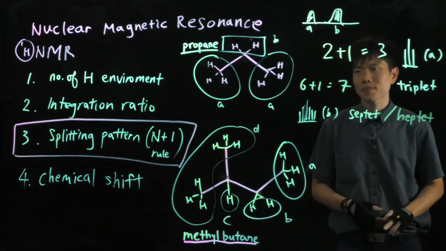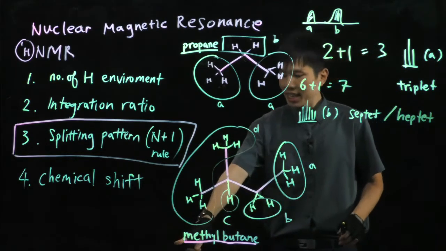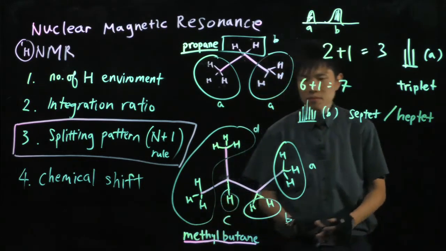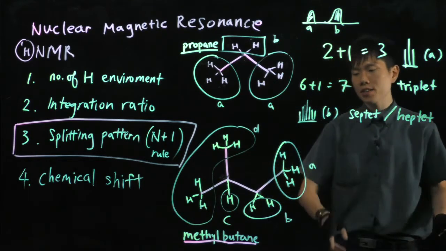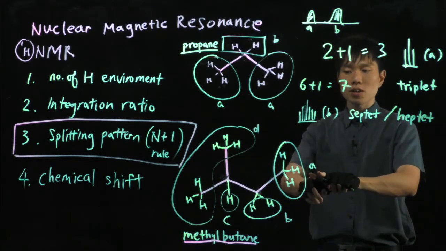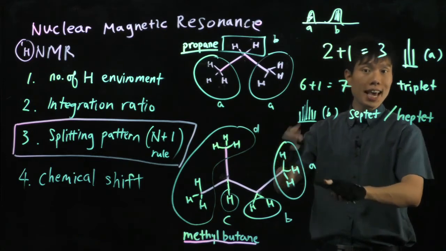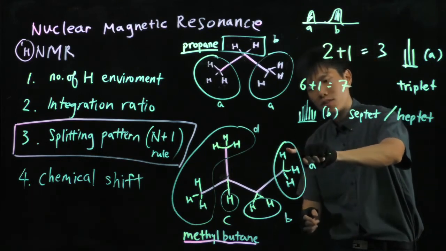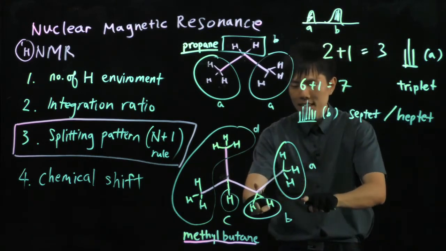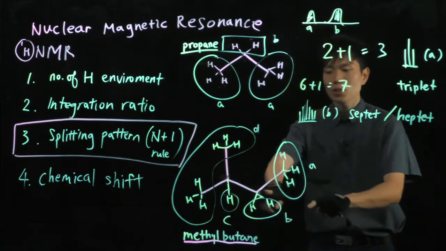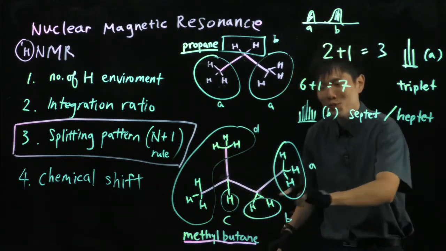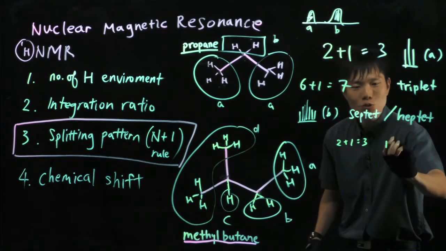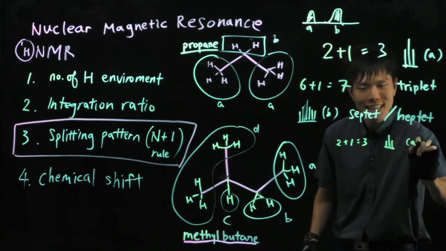All right. Let's look at the other example, methylbutane. Starting with environment A, how many neighboring hydrogen atoms that are different from itself and 3 bonds away for A? Let's go. The first carbon away from here has 2 hydrogens. Freudian slip, excuse me. So we use 2 plus 1 equals 3. So we have a triplet for signal A.